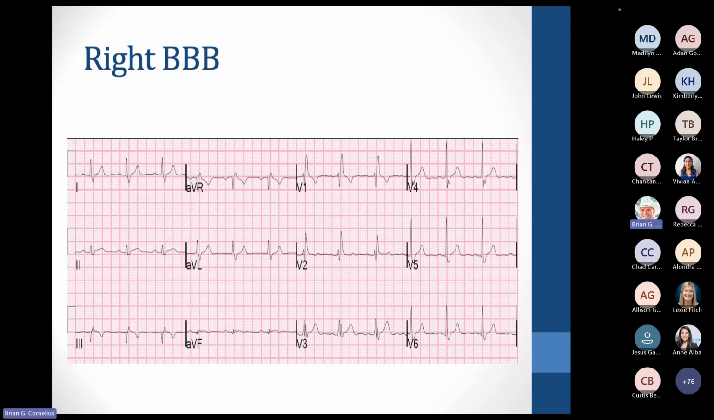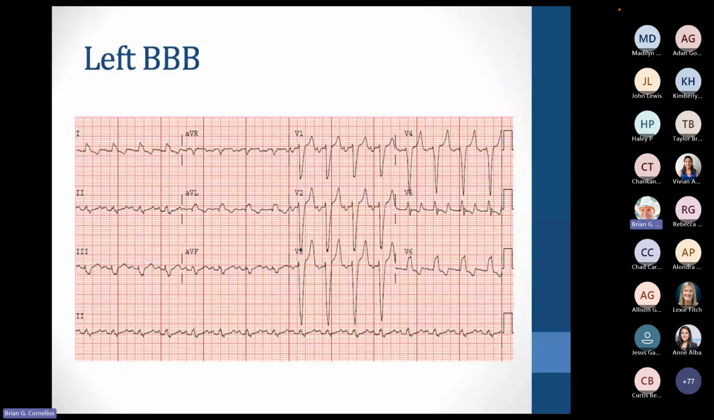For your bundle branches, remember the turn signal rule to go back and think about your interpretation, starting at the J point in V1 and coming back into the complex. And just look and see whether it's an upright complex or a negative complex. So like in this case, it's an upright complex for a right bundle branch block. In this case, going back from the J point into the complex, it's negative, so you've got a left bundle branch block.